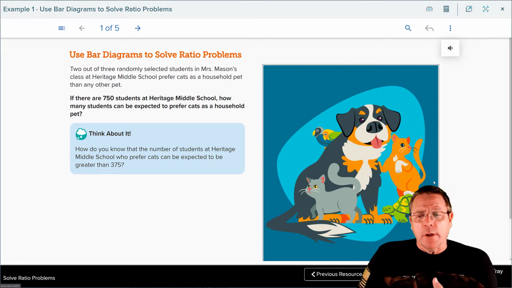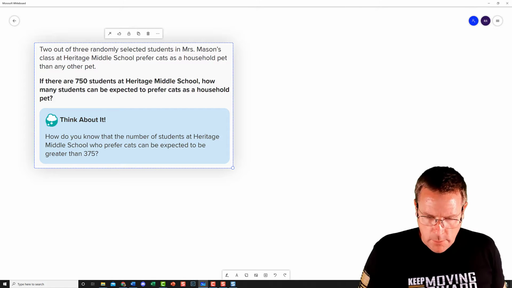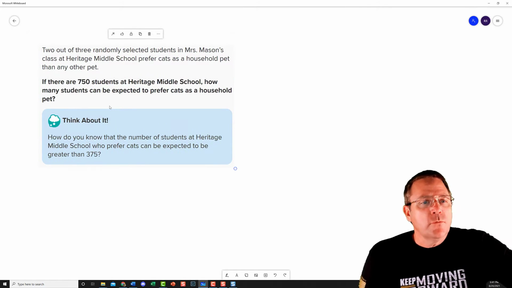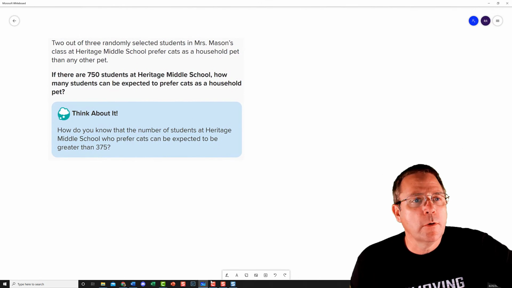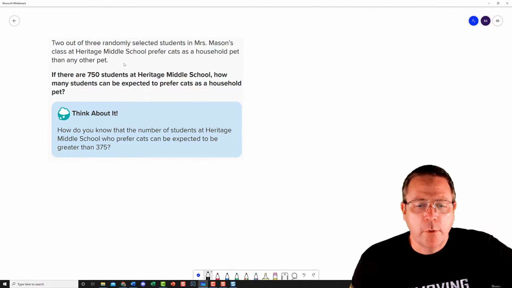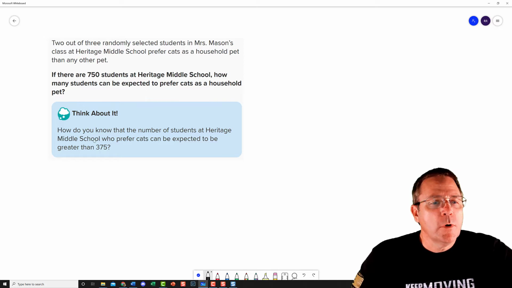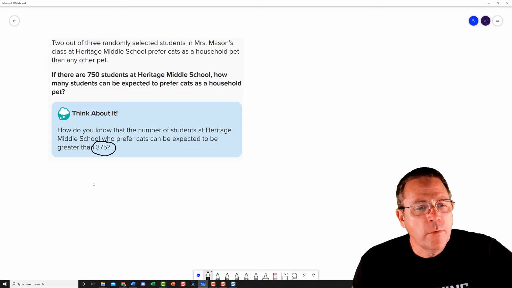Well, let me show you. We're going to put Tilly down and take a screenshot. So I've got my screenshot going here, and now we're going to get our marker. We're going to get our marker going. And with our marker, we're going to look at this problem. We want to know where on earth that 375 came from.